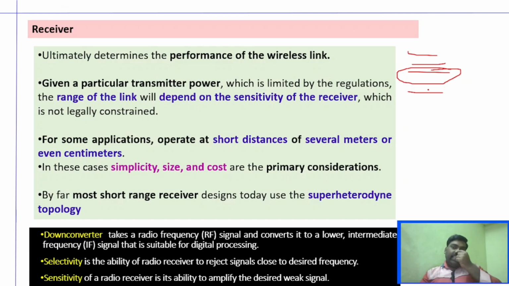And what is sensitivity? The ability of the receiver to amplify this selected weak signal, that is called sensitivity, right? So even if the desired signal is very weak, the receiver has to select that particular signal exactly. That is selectivity, and that selected signal, the desired weaker signal, has to be amplified. That is called sensitivity. So you can see here, selectivity is the ability of a radio receiver to reject the signal which is close to the desired frequency, and sensitivity of a receiver is its ability to amplify the desired weak signal. That is called sensitivity, right?